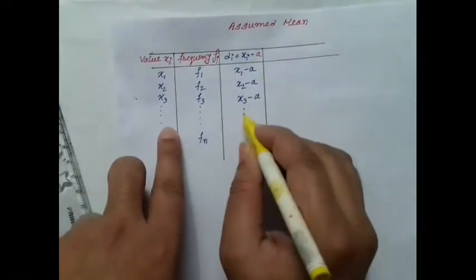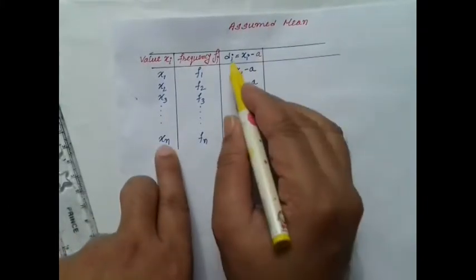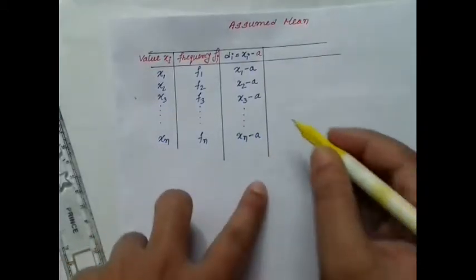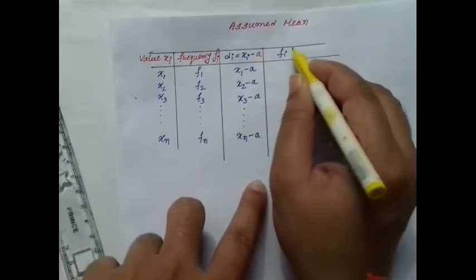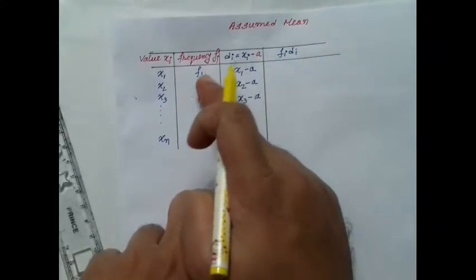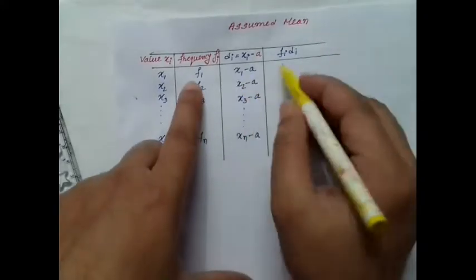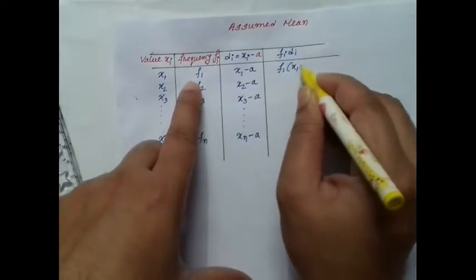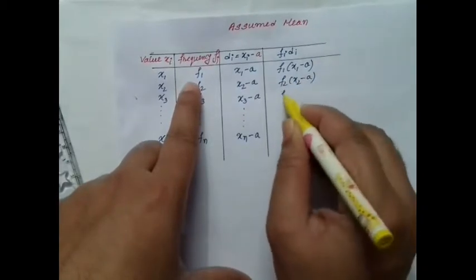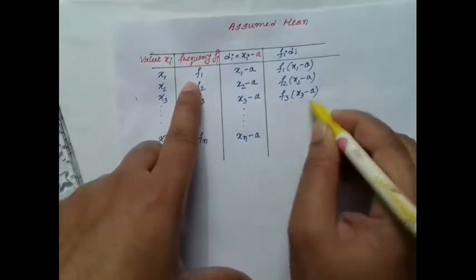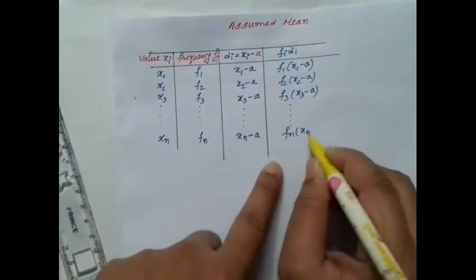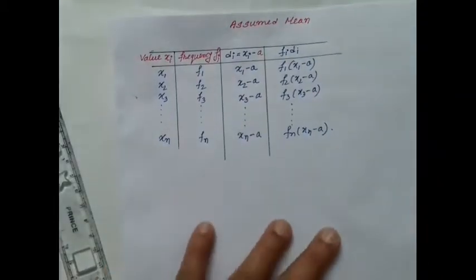Okay, and dot dot dot, for dn we will get xn minus a. Now we have to take our last column, summation fi di, and take the summation here. Fi di means each di we got here should be multiplied by the corresponding fi. So f1 into x1 minus a, f2 into x2 minus a, f3 into x3 minus a, then dot dot dot, fn into xn minus a. Okay, so we have got this.